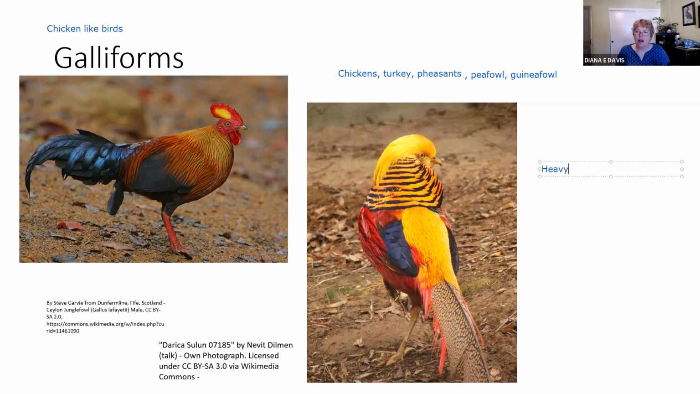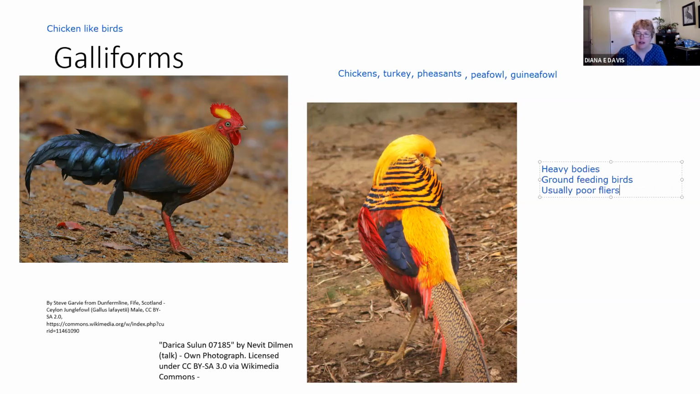They are all heavy-bodied, ground-feeding birds. So they can fly, but they're usually poor flyers. Wild turkeys in New England can certainly fly up into the trees to avoid predators or to sleep at night, but you don't usually see them flying overhead. They don't tend to fly long distances. And that's generally true for this group.